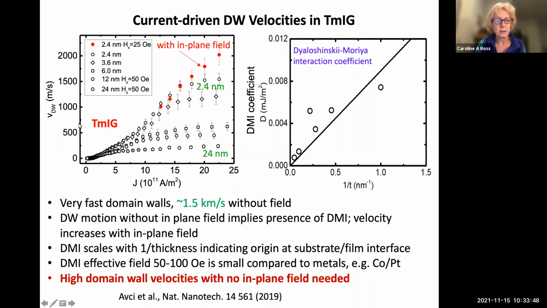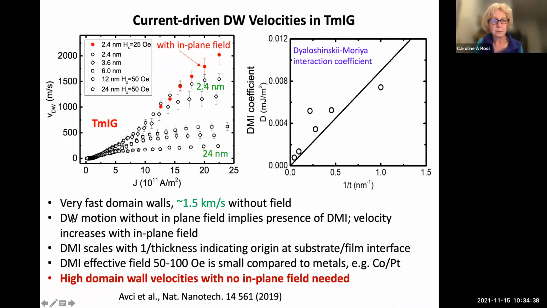If we measure for thulium garnet the domain wall velocity as a function of the current density in the platinum, when the garnet is thick, the domain wall doesn't move very fast. But as it gets thinner, and this is down to 2.4 nanometers, which is 2 unit cells, the domain wall moves very fast. It gets up to about 1500 meters per second. And if we give it some help with an in-plane field, we can get it up to 2 kilometers per second. And the thickness dependence of this behavior gives us an interfacial DMI, and we can measure the DMI coefficient. So it's not very big, but it's big enough to give us fast domain wall motion without requiring any kind of applied field. So a purely current-driven domain wall motion.